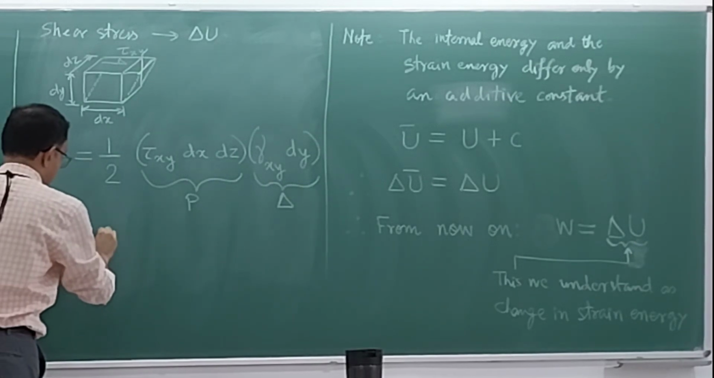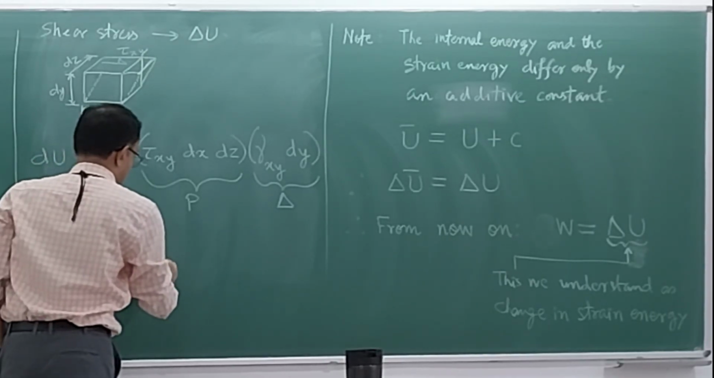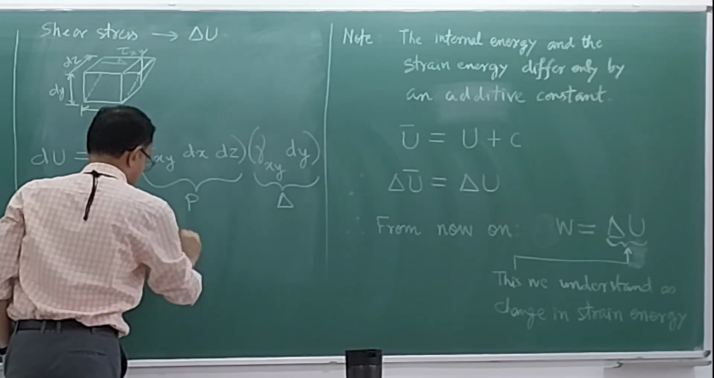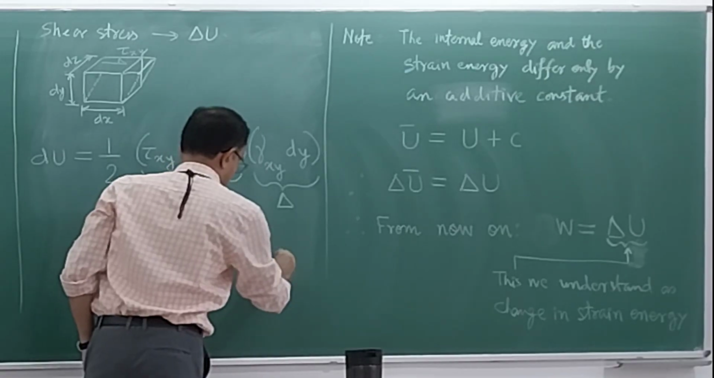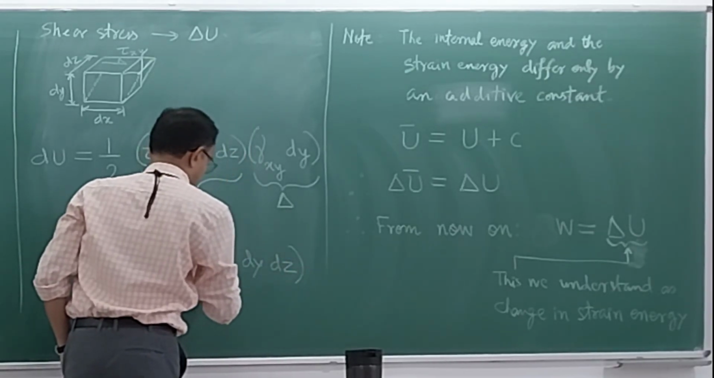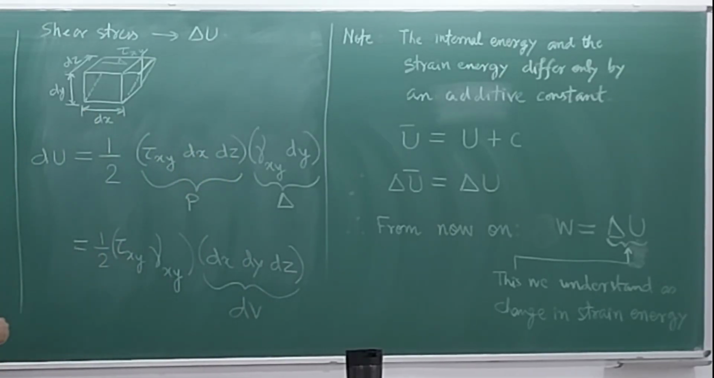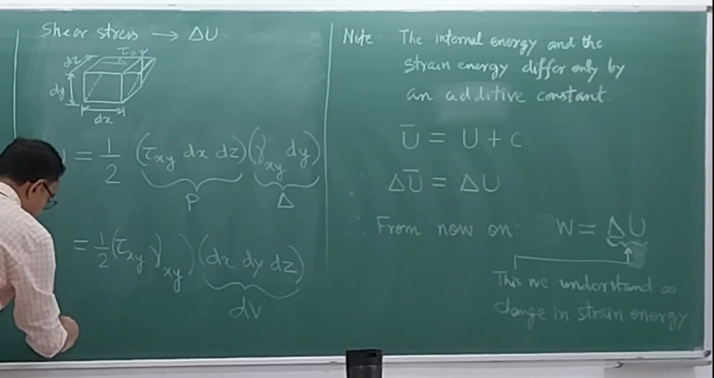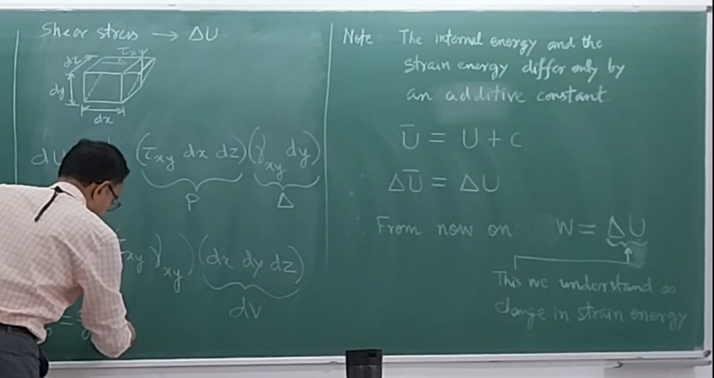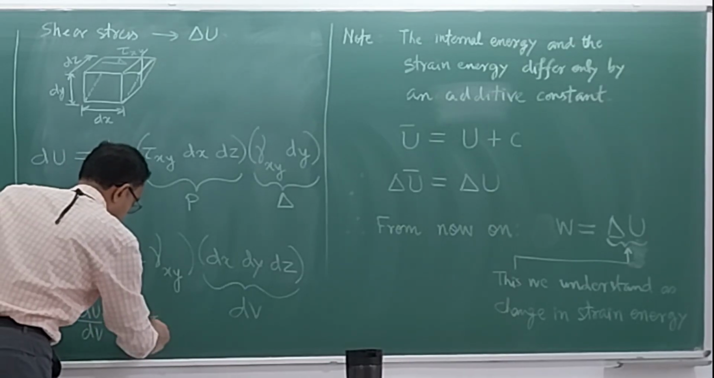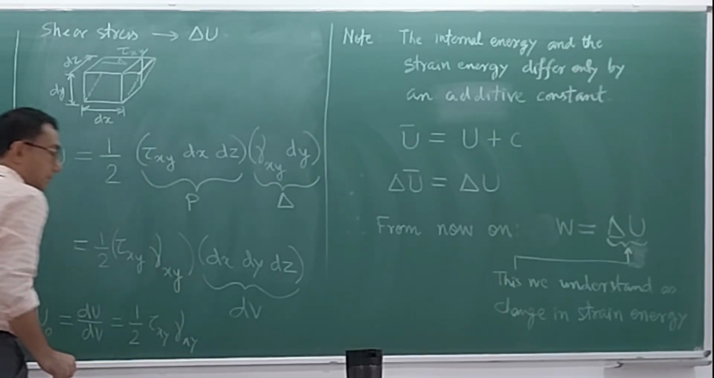So overall it becomes half tau xy gamma xy. So again, our u naught in this case, du dv, is equal to half tau xy gamma xy.